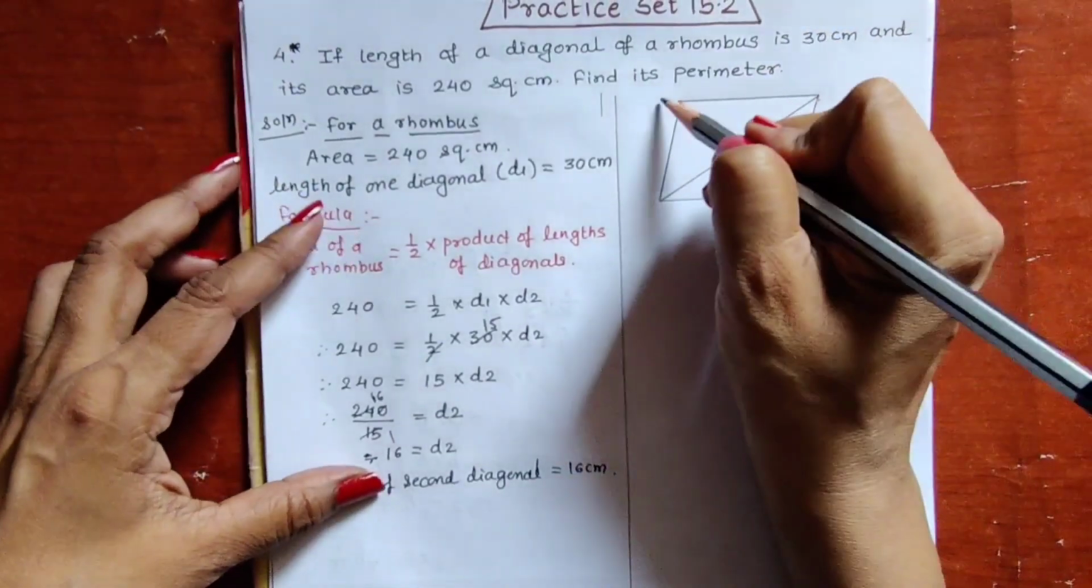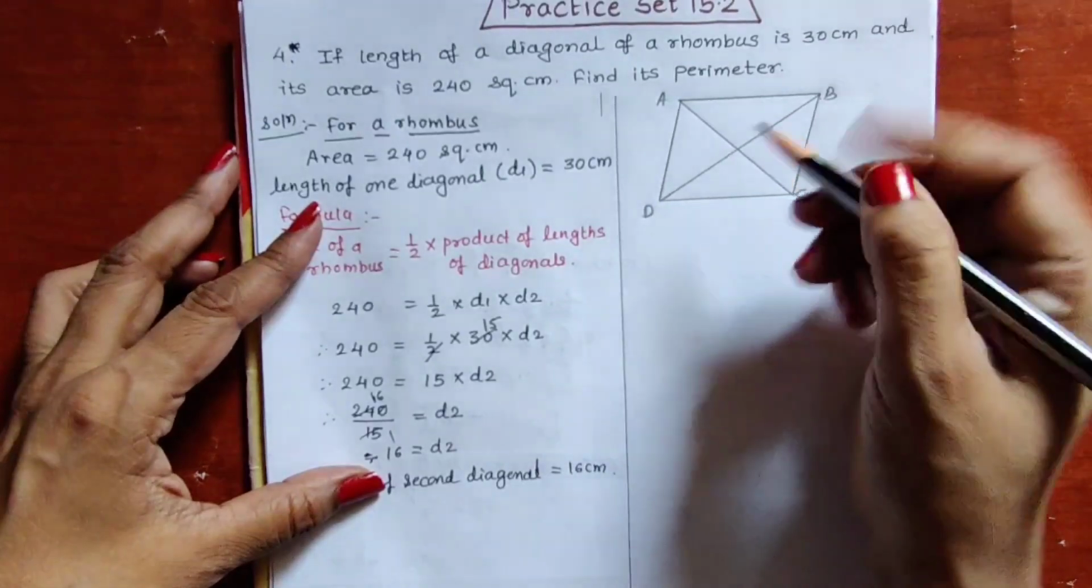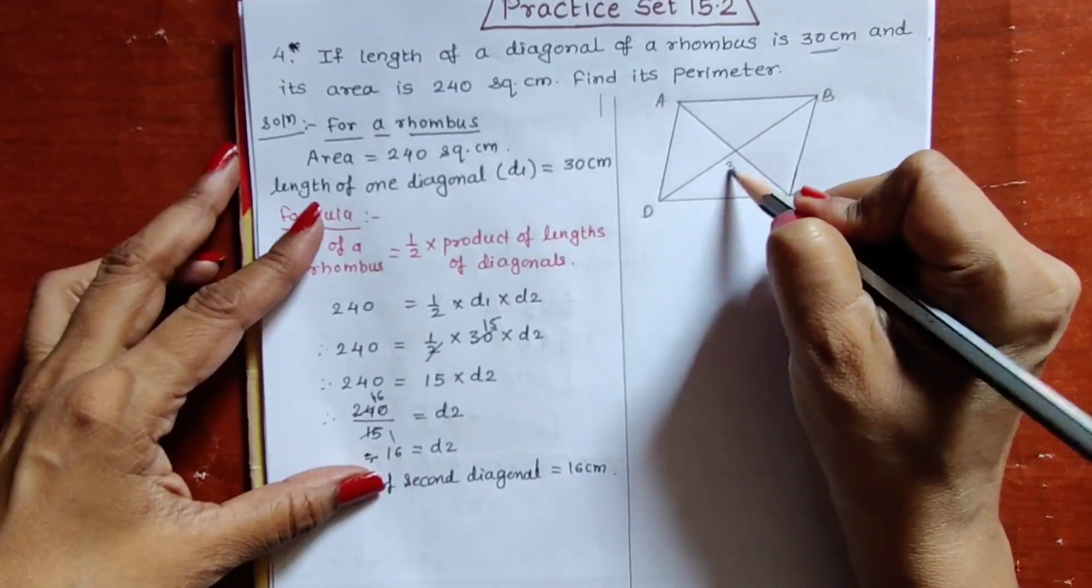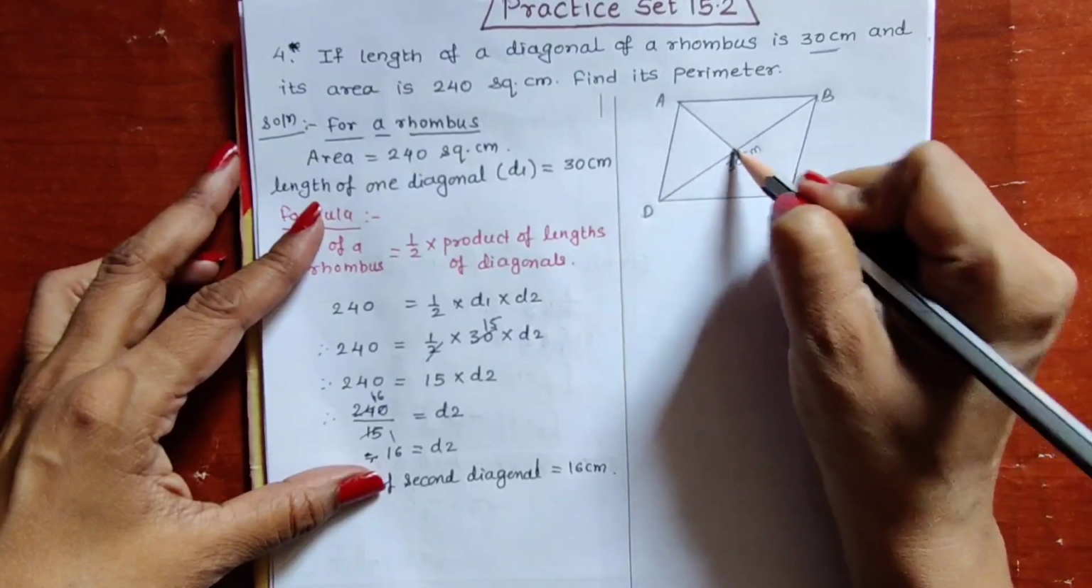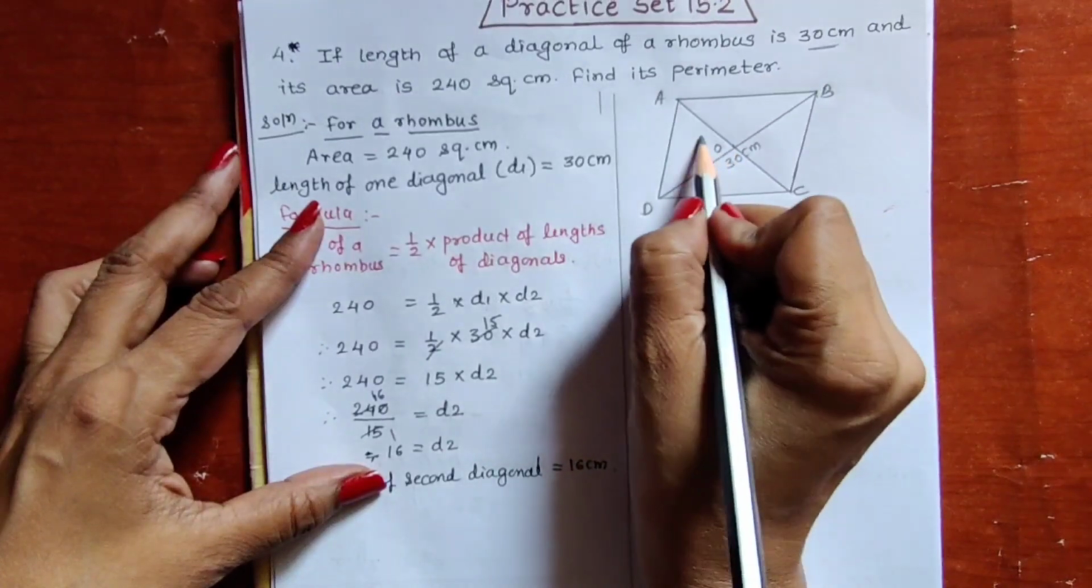So here it is. I have drawn rhombus ABCD. One diagonal, this diagonal BD, is 30 centimeter. They intersect each other at point O. And this diagonal, we have just now got, is 16 centimeter.